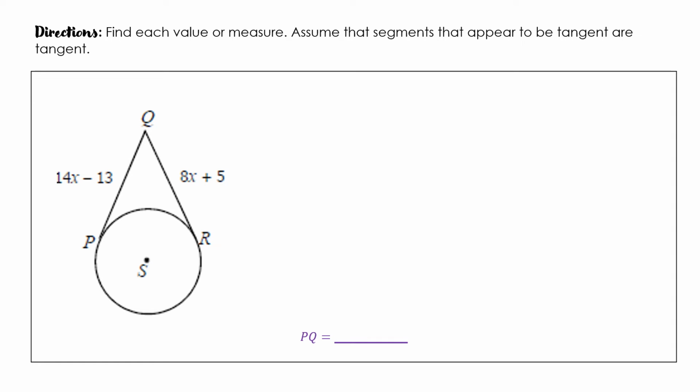So in our first example, we're looking for the value of PQ. So not just X, we want to know the length of segment PQ. What we do know is since these are tangent, they touch the circle at one point, P and R, and from point Q, that means these segments are congruent. So to solve 14x minus 13 equals 8x plus 5.